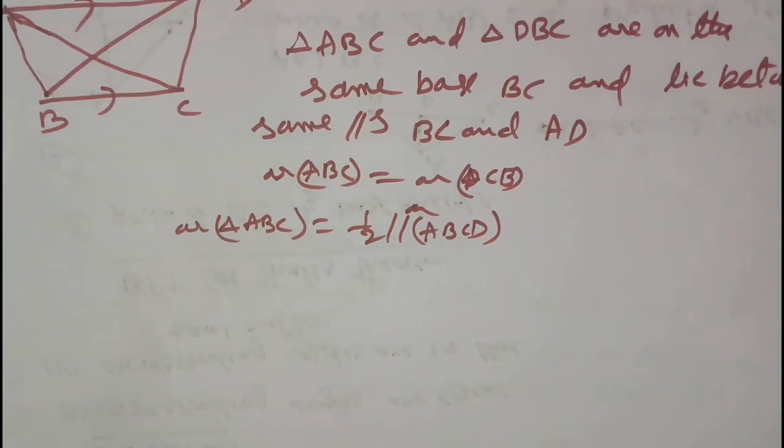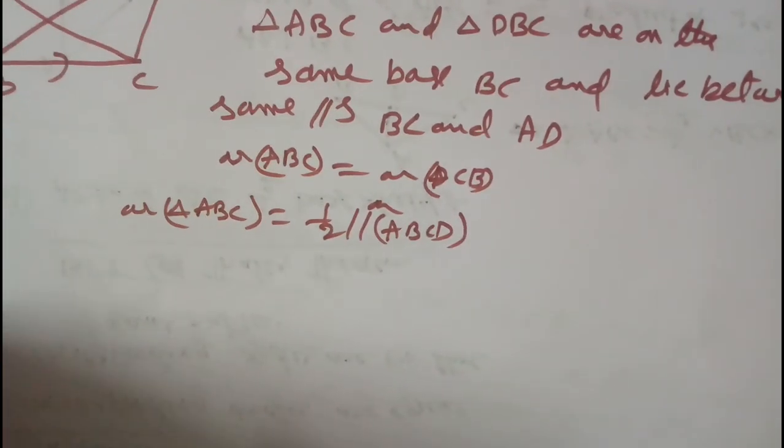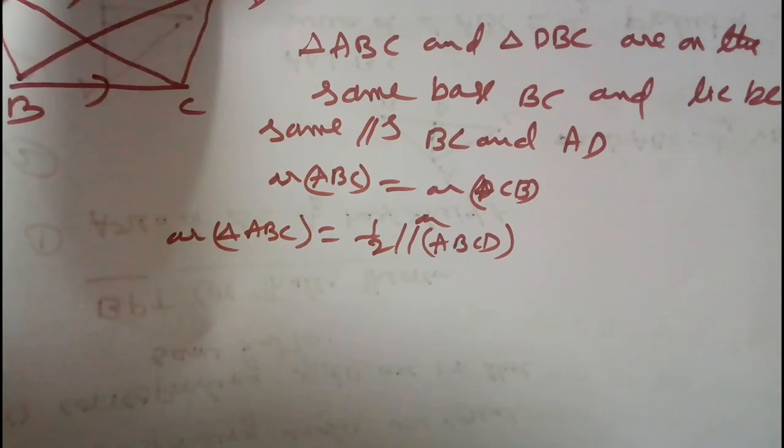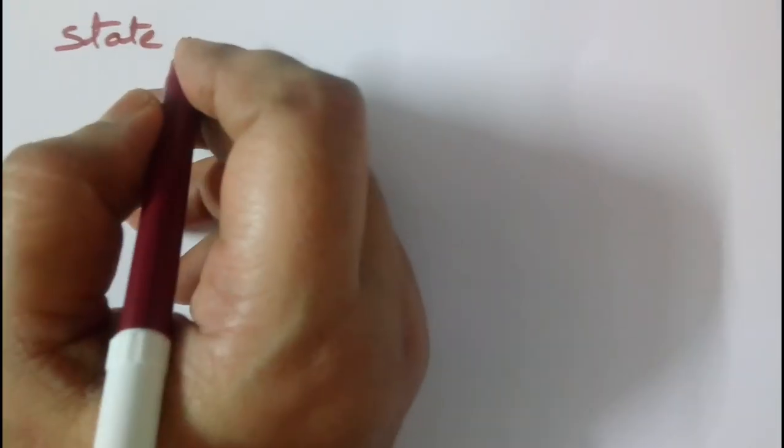Now we'll come to our present topic. What is the present topic? Basic proportionality theorem. So what is the basic proportionality theorem? This is given by the mathematician Thales. Now see that statement. Sometimes they will ask you to write, state and prove basic proportionality theorem, or state and prove Thales theorem. You have to learn the statement also.